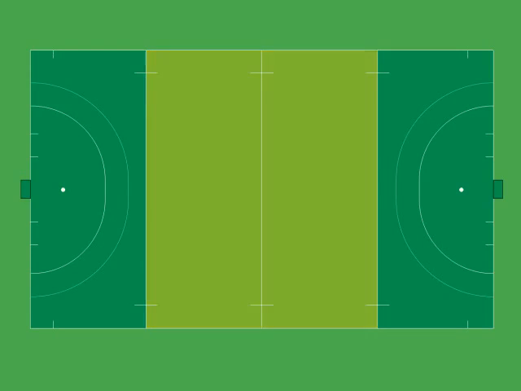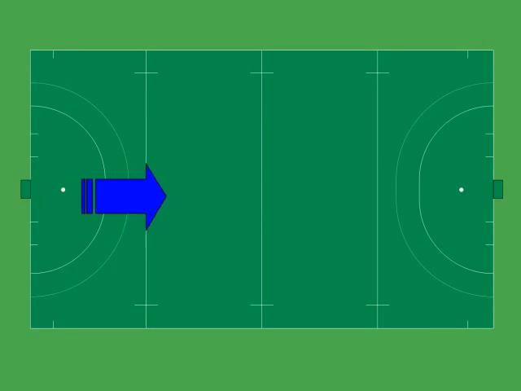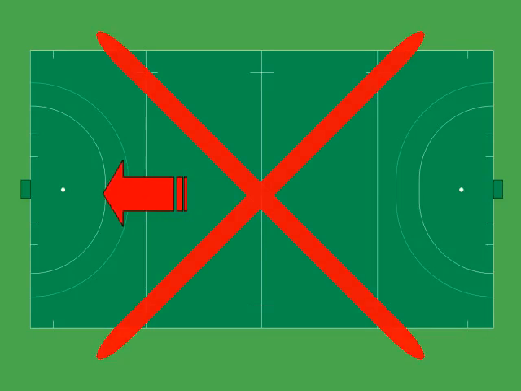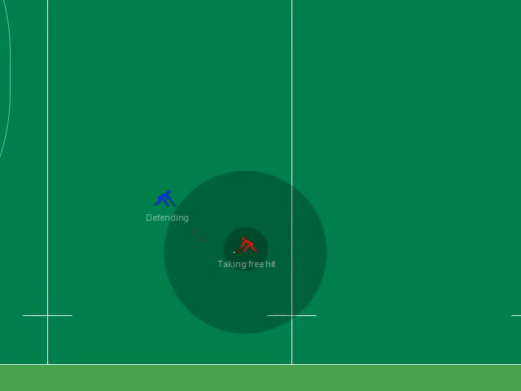This is the area between the 2 23-metre lines and is the area with the least complications and exceptions to the rule. In this zone, all players from the defending team, that is, the team that is not taking the free hit, need to be at least 5 metres from the person that is taking the free hit.